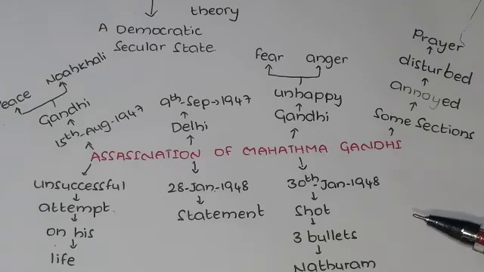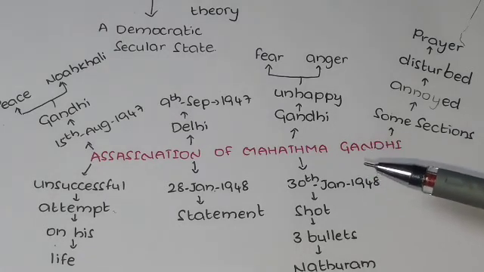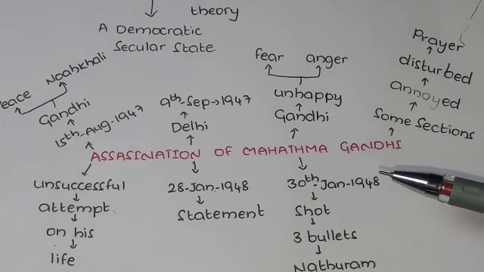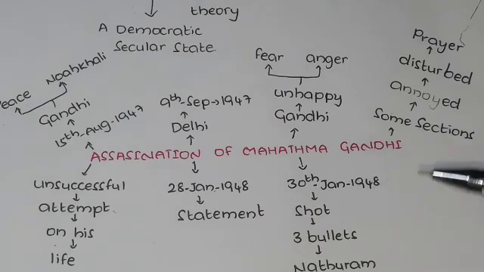Finally, after getting independence, in less than 6 months, on the 30th January 1948, Gandhi was shot with 3 bullets. He was going to an all-religion prayer meeting.